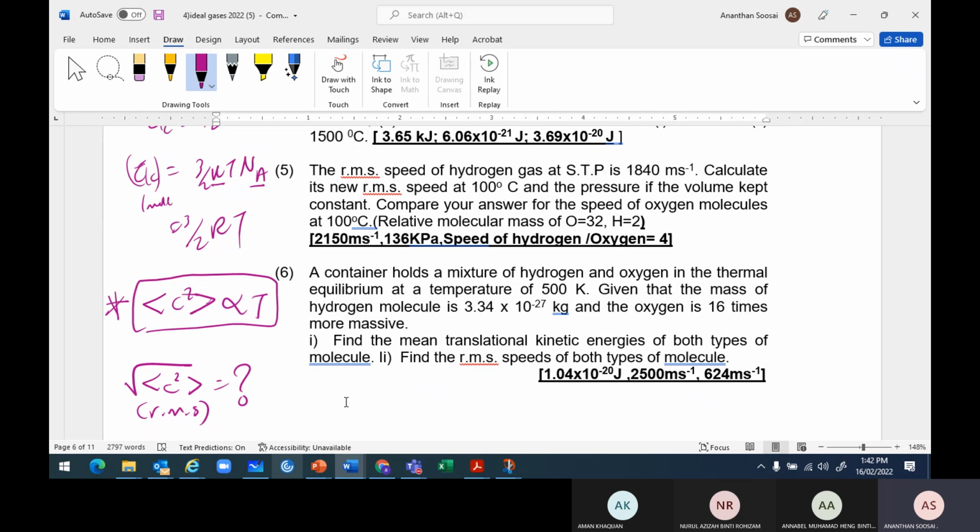When temperature doubles, mean square speed doubles. So use this proportionality. Change root mean square to mean square first. Then you get the mean square for 100 degrees Celsius. Then you root it, you get the answer, RMS. Okay, 2 minutes for you, come on. Those who get 2150, good.